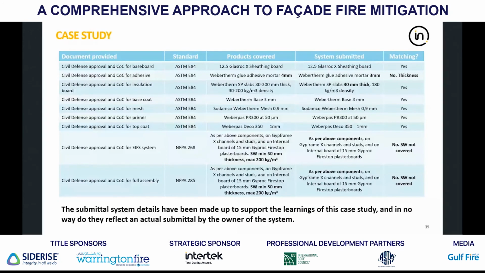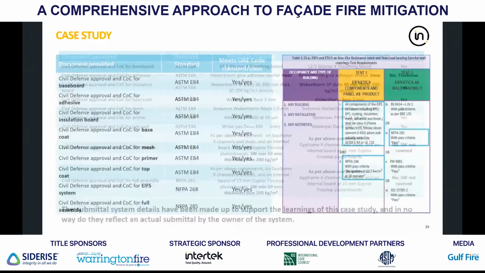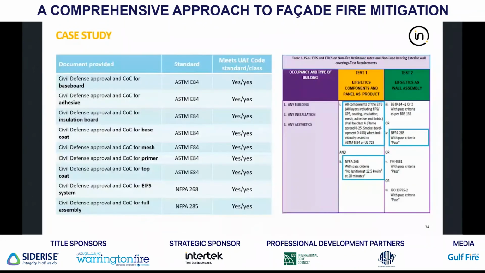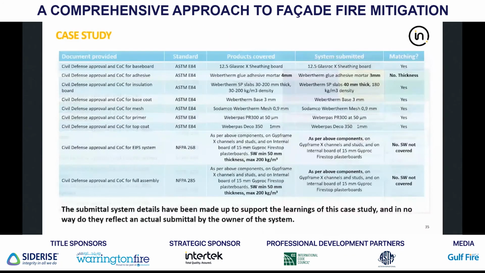So going through the previous documentation, all the details, I've done all that legwork for you. So I have here that these documents cover these products: sheeting board, adhesive, the stone wool in this case, base coat, the mesh, the primer, the top coat, and then the system. They cover all the above in these specific thicknesses and products. And if there are any other limitations, I've added them here.